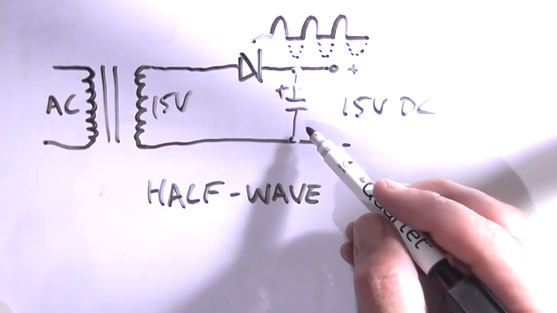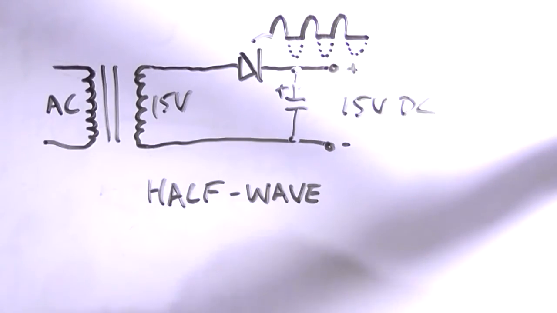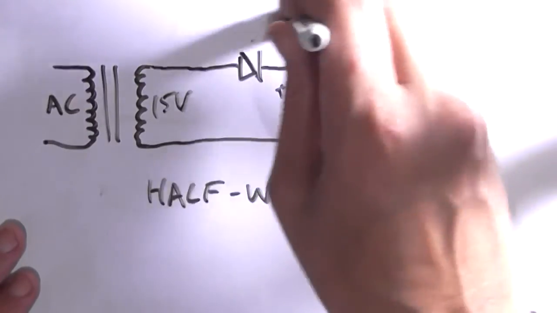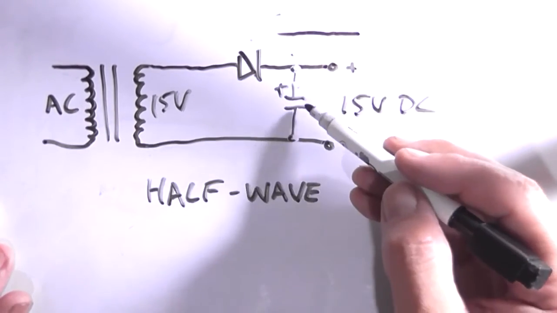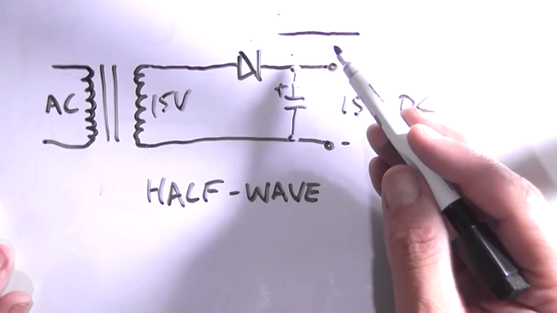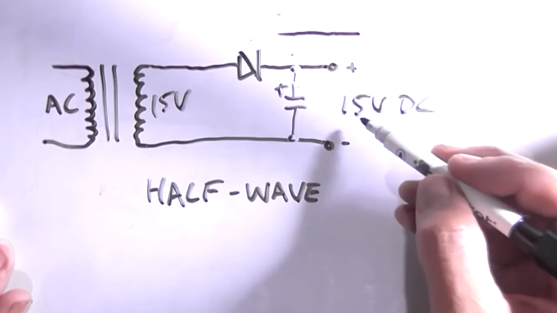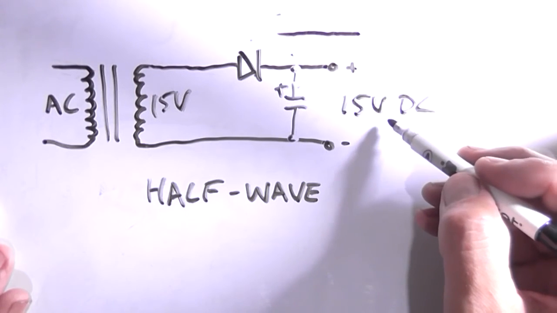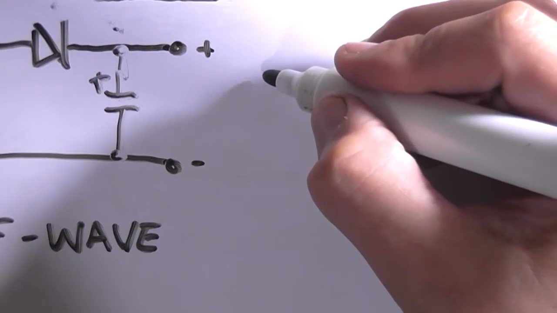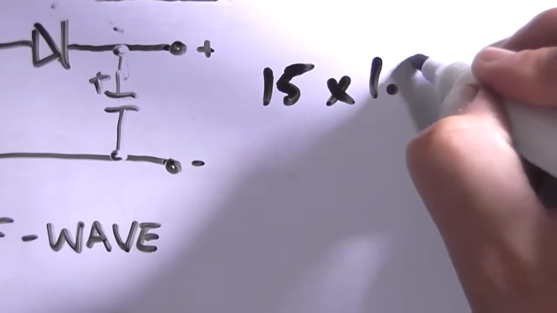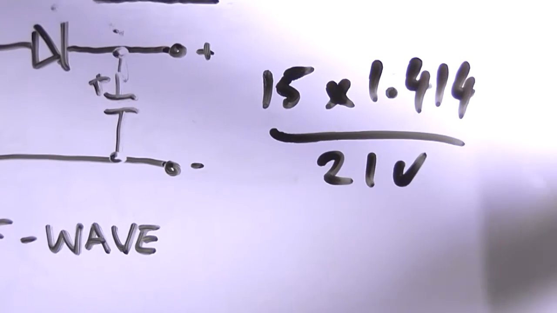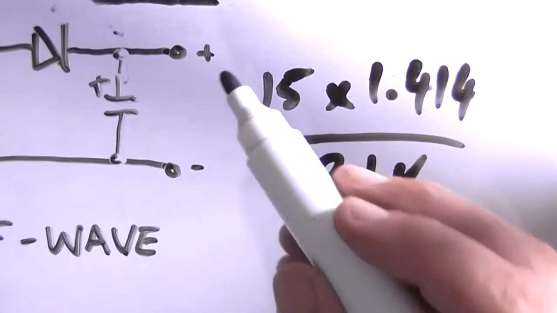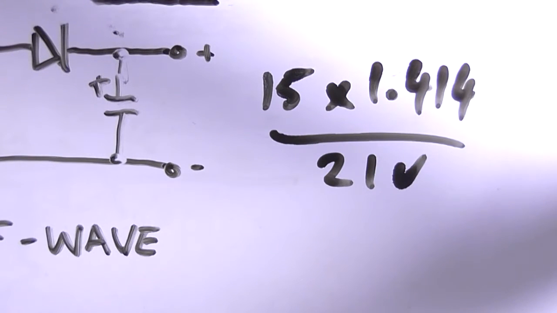Anyway, to remove ripple, to get an almost flat DC, you would put an electrolytic capacitor here, and that will in a sense give you an almost flat line, but you've got to choose the correct capacitance to achieve that. And also now the output voltage will be a lot higher. To calculate what the DC voltage would be now, we take our AC voltage and multiply it by the square root of 2, which is 1.414 rounded, which gives us roughly 21 volt. So we'd expect to see 21 volt DC here on the output.